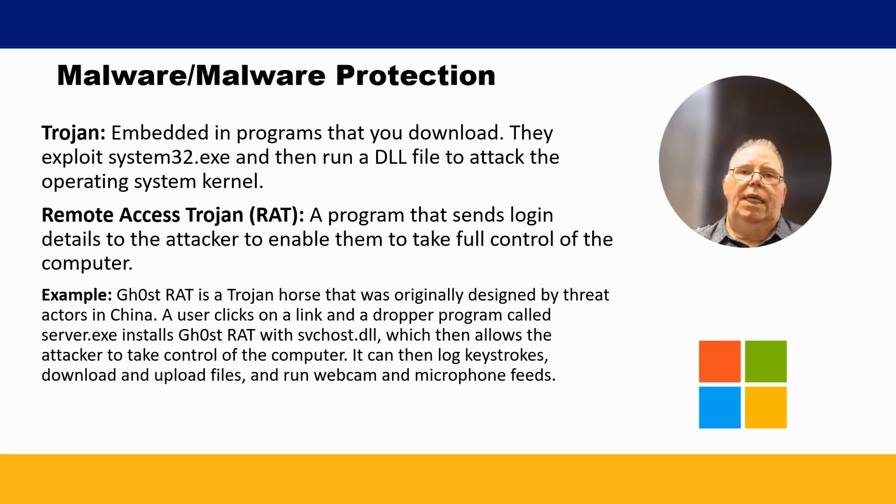A Trojan is any program that's embedded in a program that you download. They exploit System32 and then run a dynamically linked library file to attack the operating system kernel. A remote access Trojan is a program that sends login details to the attacker to enable them to take full control of the computer. Ghost Rat was a Trojan horse that was originally designed by threat actors in China.